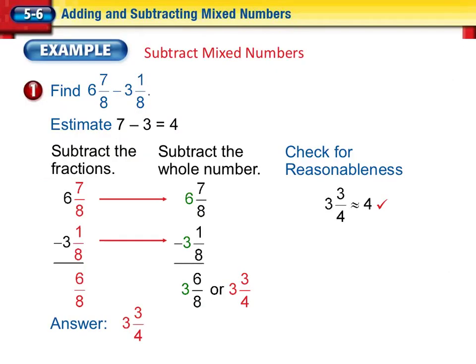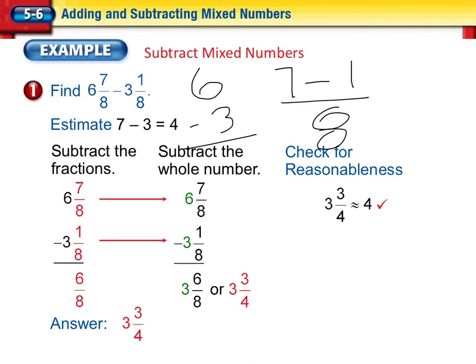Okay, here's our first example. Find 6 7/8 less 3 1/8. So, if you look at this, we notice that our denominators are both 8, so we're okay to go ahead and subtract. As we did this yesterday, there's a couple of ways you can write this. You can write this as 7 minus 1 over 8 for the fraction part, and for the whole number part, it would still be 6 minus 3. Okay? Let's look at the bottom of how they've done this.